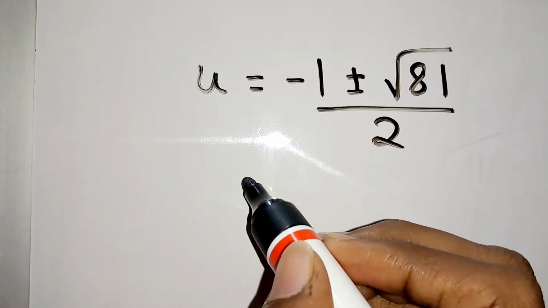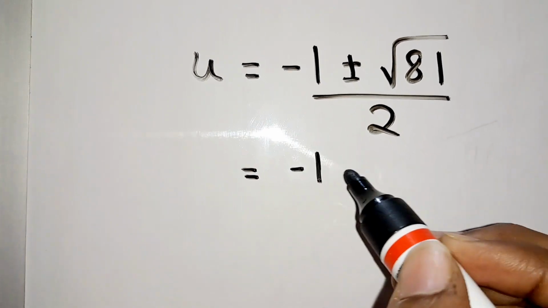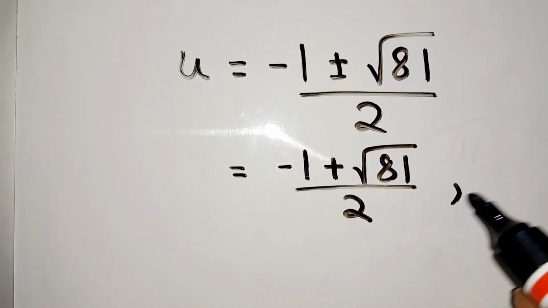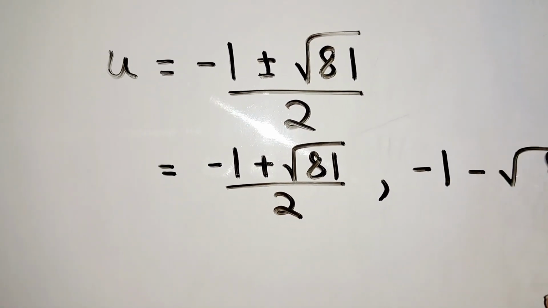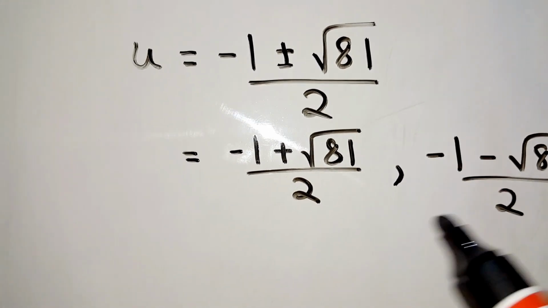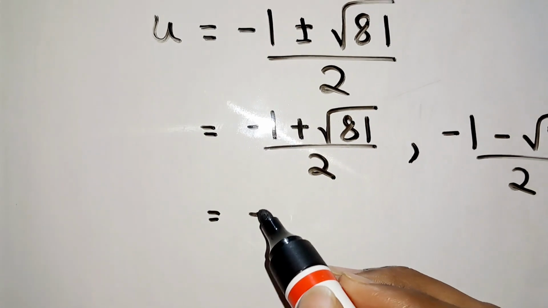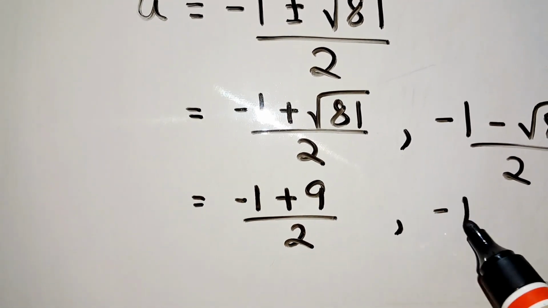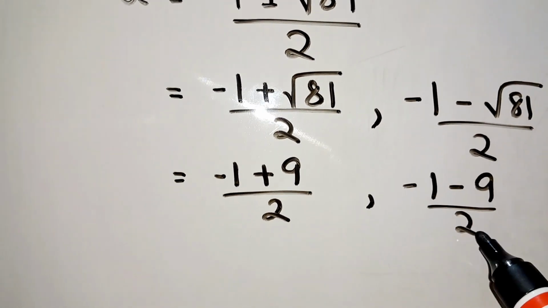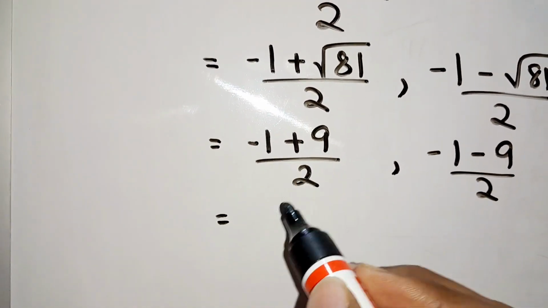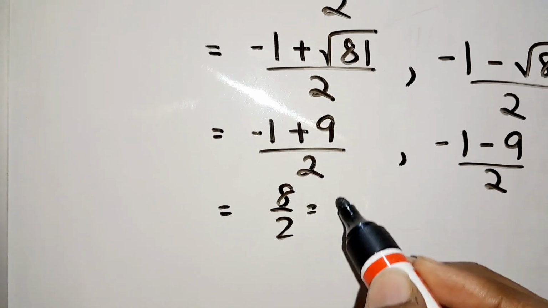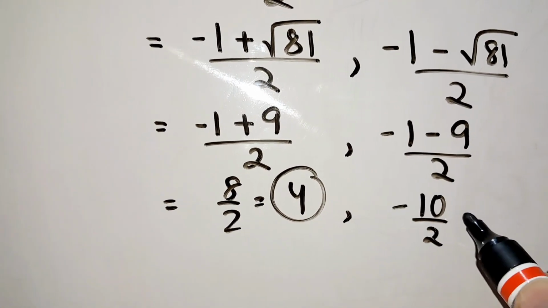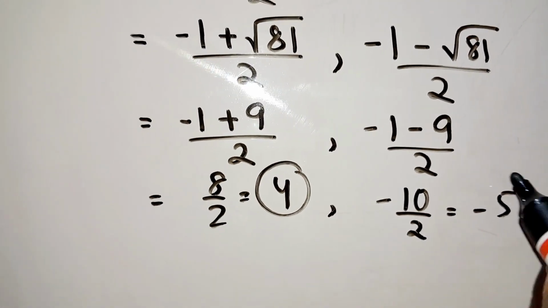So we get two solutions here. If we take plus, this one, and if we take minus, this one. And what is the square root of 81? It is nothing but 9. So (-1 + 9)/2, or (-1 - 9)/2, which is 8/2, nothing but 4, or -10/2, nothing but -5.